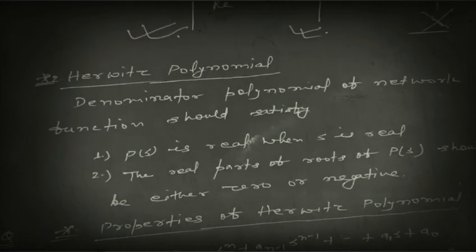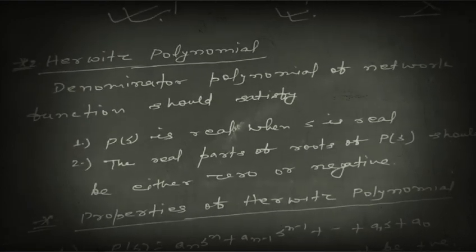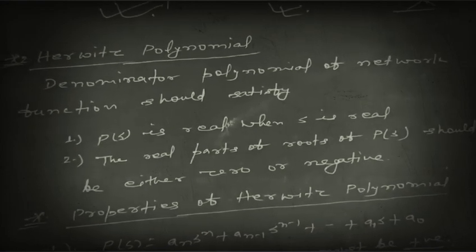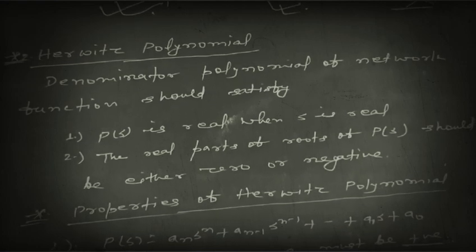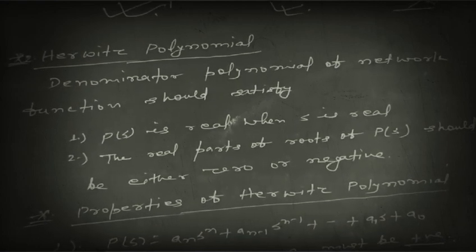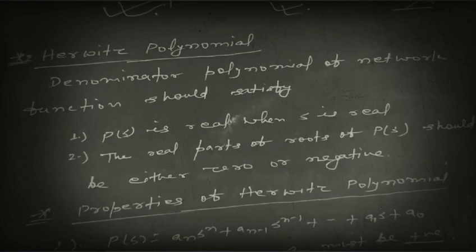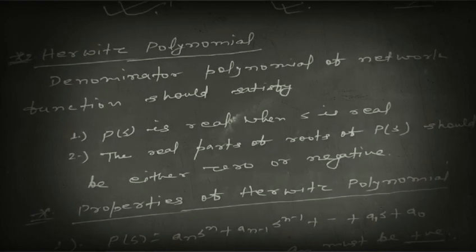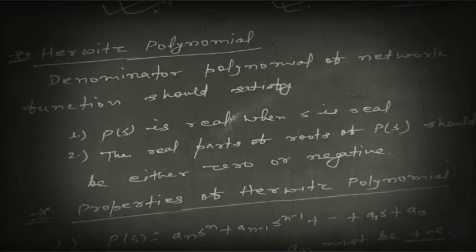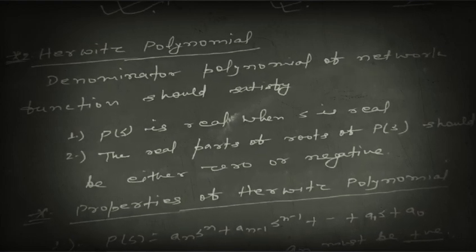So the first condition is, suppose the denominator polynomial is represented by P(s). So P(s) is real when s is real. That means if s is equal to sigma plus j omega, and if omega is equal to 0, that means we have simply s equal to sigma, then in that case the value of P(s), that means the polynomial, should be real.